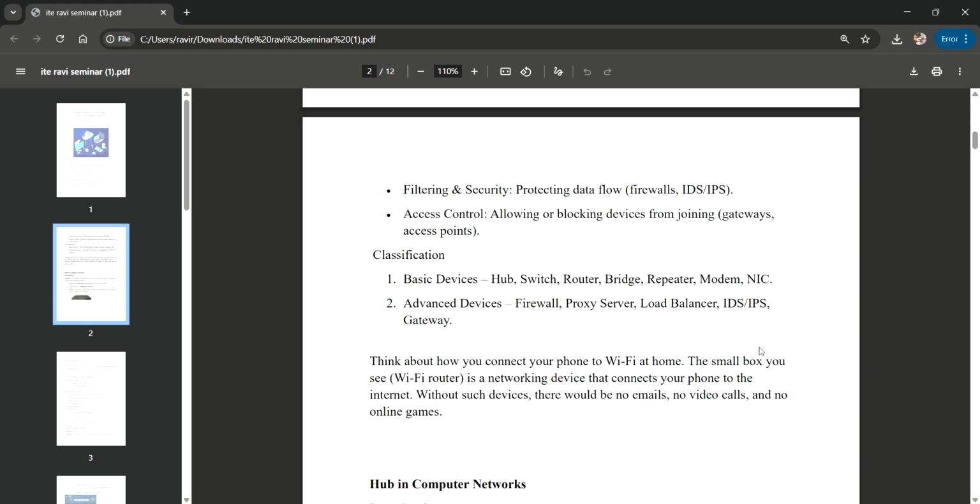So, for instance, think about how you connect your phone to Wi-Fi at home. The small box you see, that is the Wi-Fi router, is a networking device which connects your phone to the internet. So, without such devices, there would be no emails, no video calls, and no online games. That is, literally, there will be no internet access.